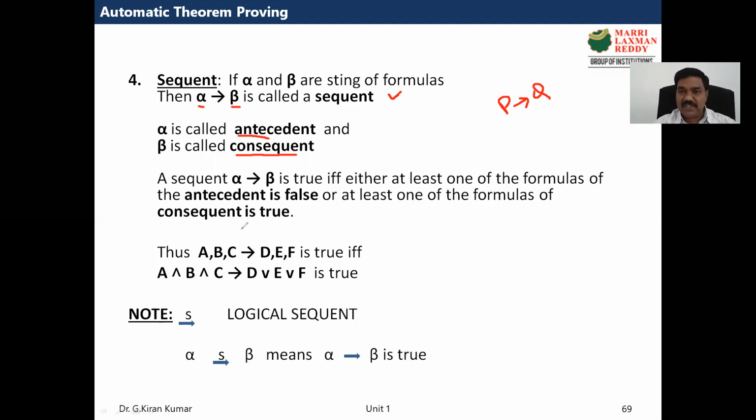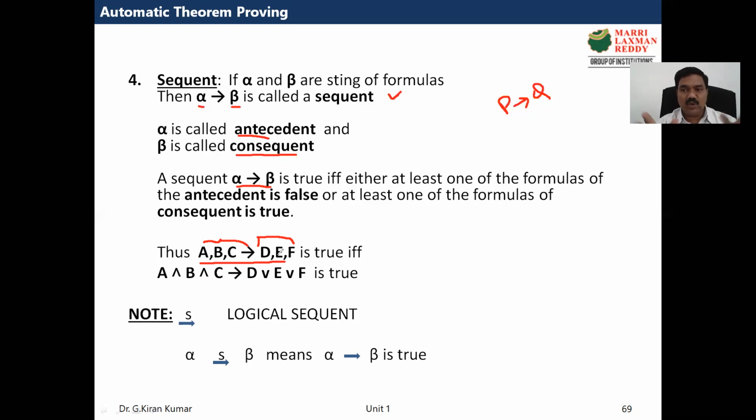Now let us see what this concept of sequent is. It looks almost like an implication. A sequent alpha to beta, where alpha and beta are strings of formulas, is true if either at least one of the formulas of the antecedent is false, or at least one of the formulas of the consequent is true. Let's understand this with an example. Let us say this is a sequent: A comma B comma C sequent to D comma E comma F. Please make a note here. This is one string of formulas, which we are calling alpha, and this is another string of formulas. Why? Because there are three formulas separated with commas.